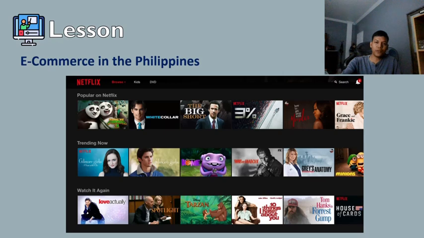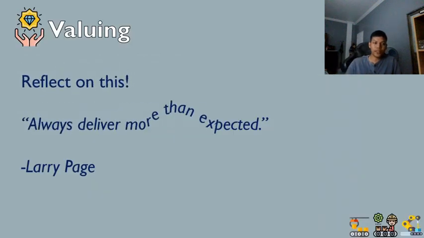So we'll proceed to valuing. We need to reflect on this. Always deliver more than expected, by Larry Page.